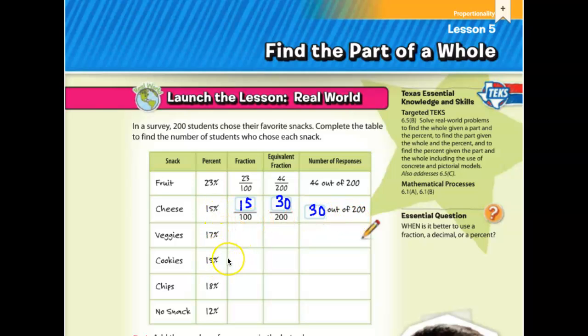And if you notice down here that there's also another 15%, so we're going to go ahead and write 15 out of 100 here. And that's going to be 30 out of 200. And then we have 30 students that liked cookies also. All right, so if we were to write the fraction for 17%, it's going to be what number over 100? Okay, I want you to go ahead and tell me by figuring out the next two blanks on your own, how many students liked veggies? Go ahead and do that for me, please.